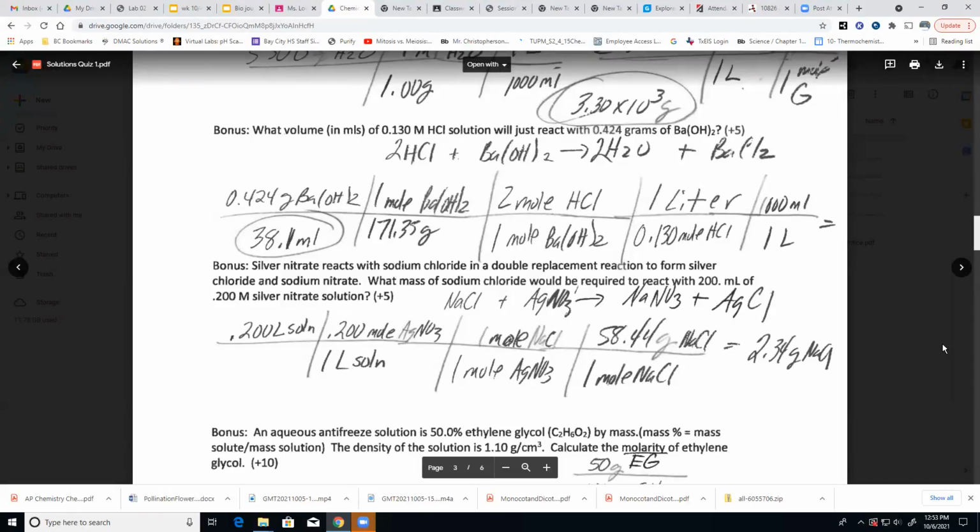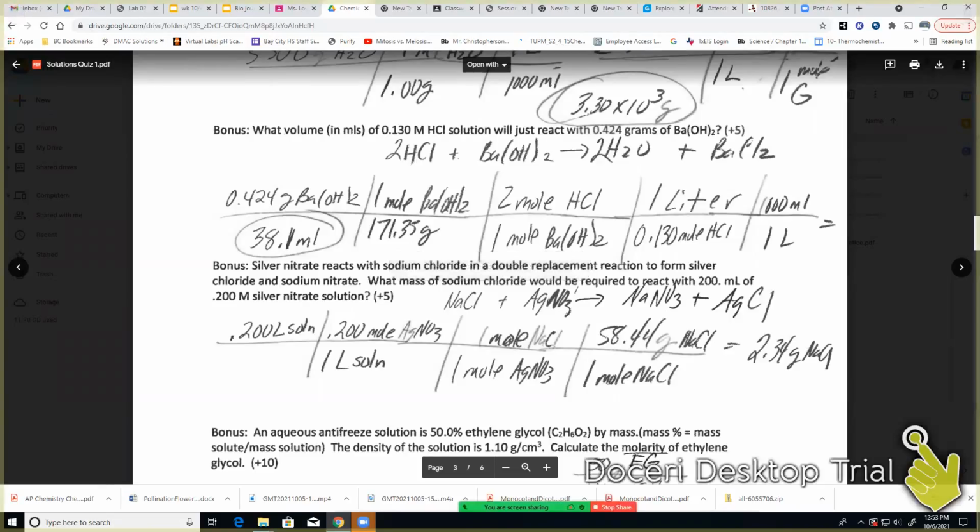Because you're going to have to use your mole to mole ratio. So once again, these are typical AP questions. This type of thing you'll see with molarity. You'll also see it with gas laws too. So on this one, what were we given on our first one?